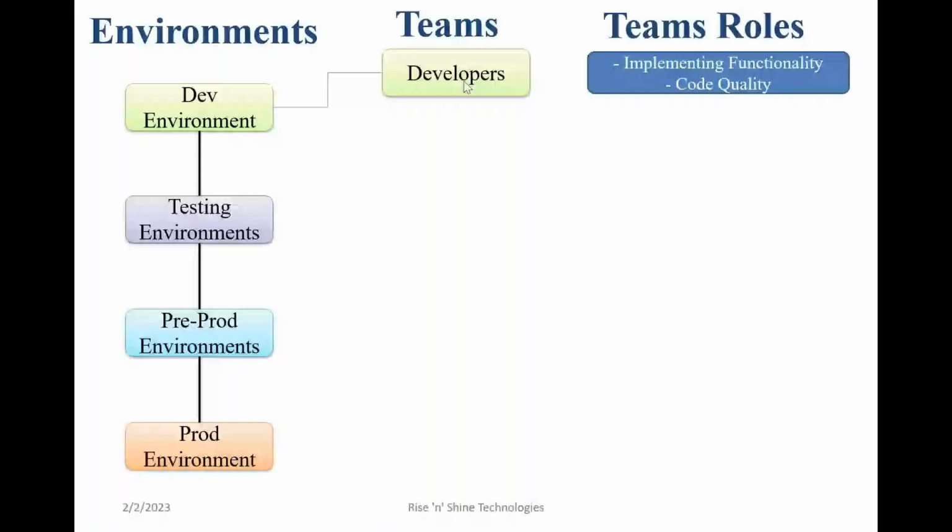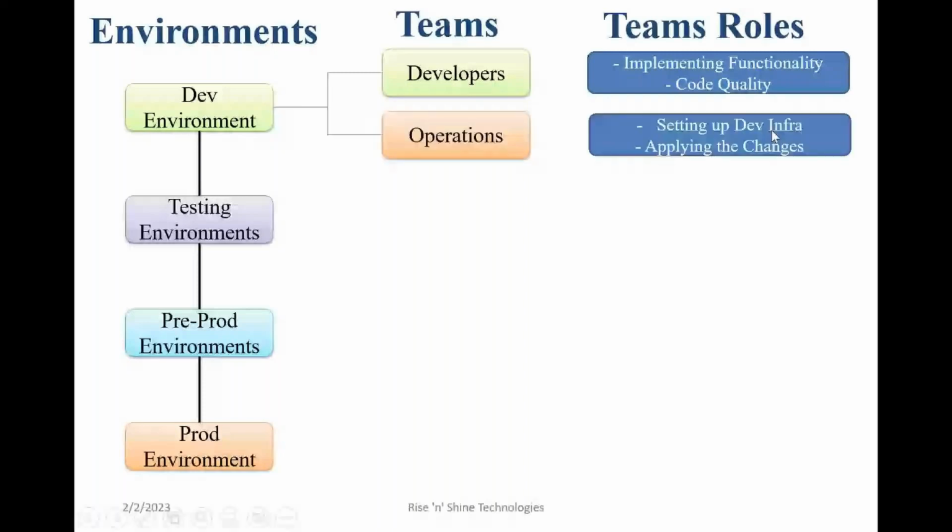But which team is working on the infrastructure? The operation engineers set up that development infrastructure and whatever changes are required for the development team. The operations team handles the backend, any storage required, networks required, or hardware resources required. That is set up by the operations engineers. And for the database, the database administrators take the help of it. This is about the two teams and their roles in the development environment.